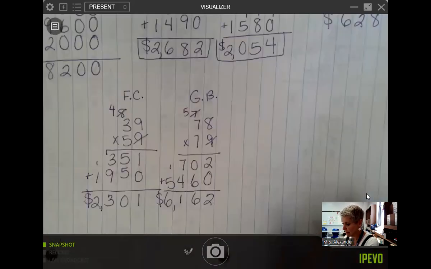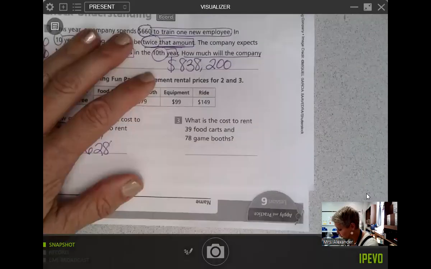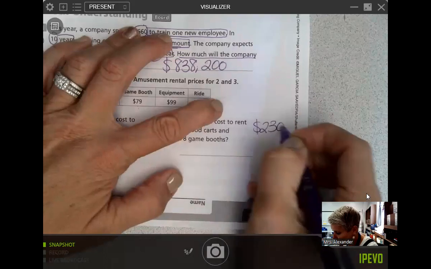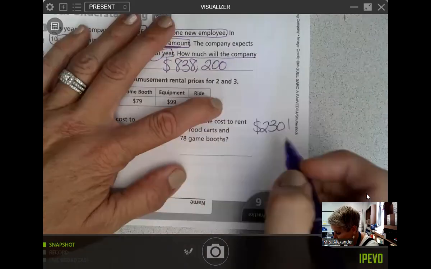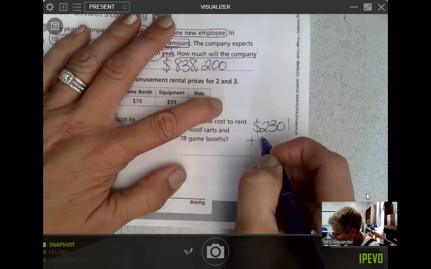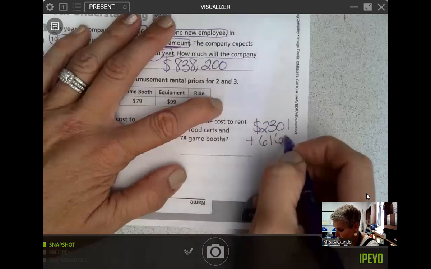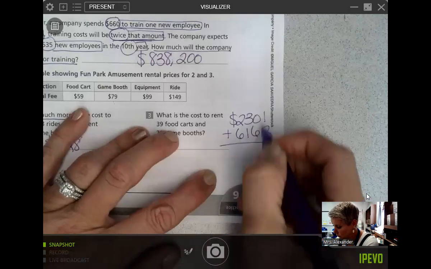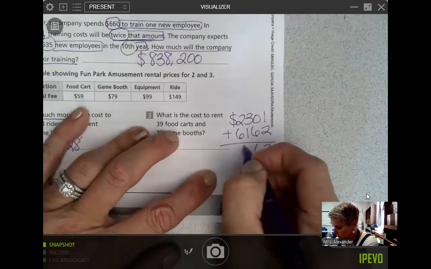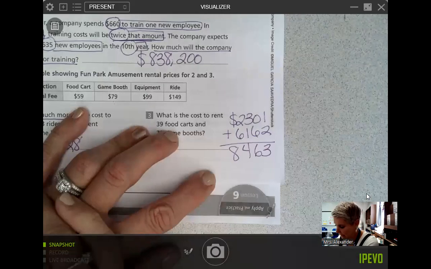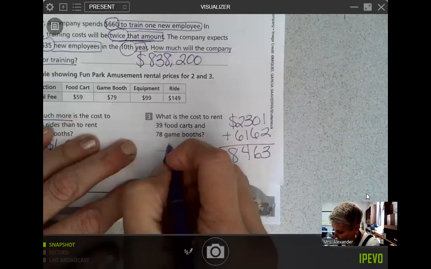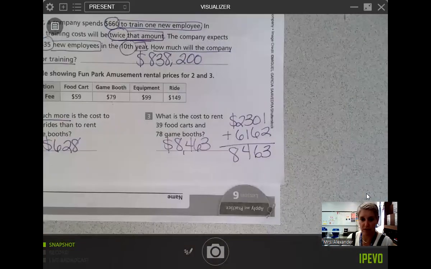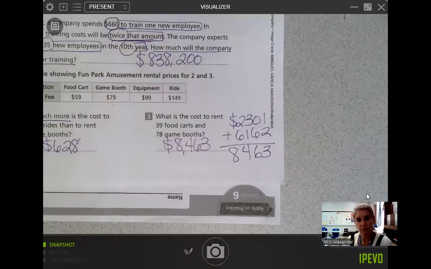So I'm going to take the amounts, I'll put it on our workbook page. Our amounts are $2,301 plus $6,162. Those are our two amounts. When I add, you add, let's see if we agree. We get $8,463 to rent both of those items in those amounts.